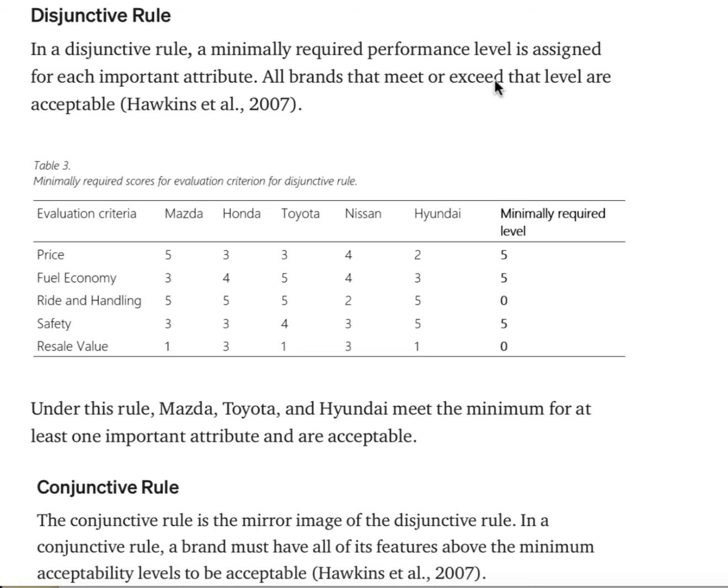So looking at this particular example, we can see here the attributes that are the important ones. So price, fuel economy, and safety. Under this rule, Mazda, Toyota, and Hyundai meet the minimum for at least one important attribute and are acceptable. So then the consumer would move beyond this to select the final choice using another rule.